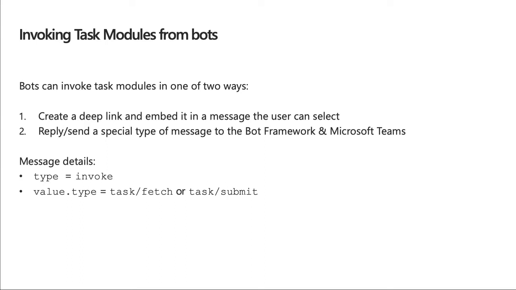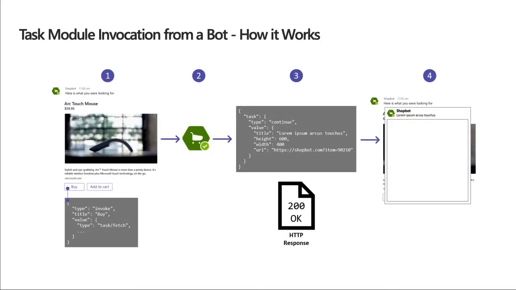One option is to use a deep link that is included in the message posted to the Conversations tab in a Microsoft Teams team by the bot. And when a user selects the link, it'll invoke the task module. The other option is to send a special type of message to the bot framework and therefore to Microsoft Teams. This message can be sent from a card action or from the bot itself. So let's see how this works.